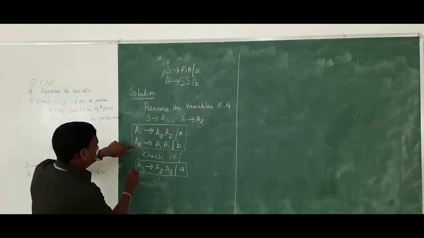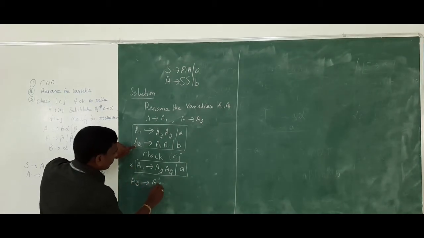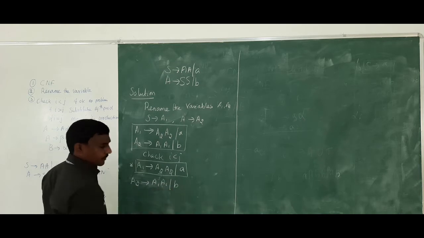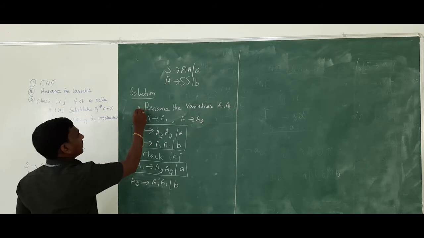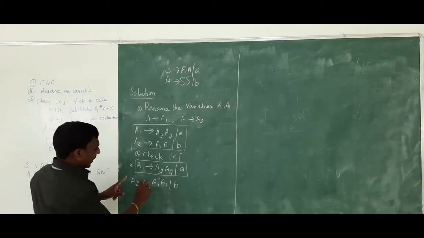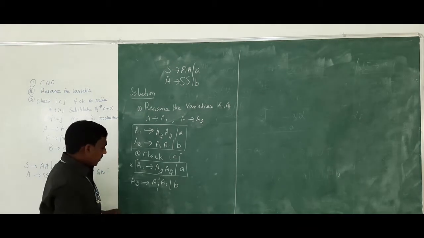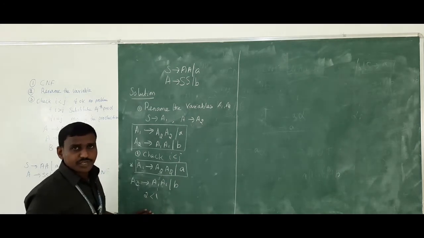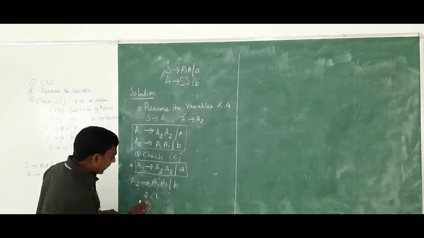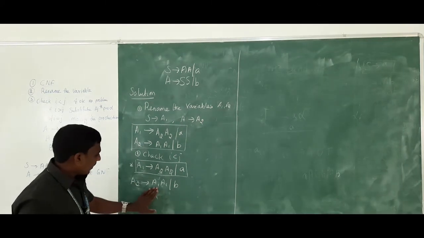Then the second grammar I have to take. This is the first one. A2 tends to A1 slash B. This is the first step. This is the second step. So A2, A1. Now this is i, this is j. I told you, right? So i is 2, j is 1. Whether i less than j, is the condition true? No, i is greater than j. Now the condition is i greater than j.